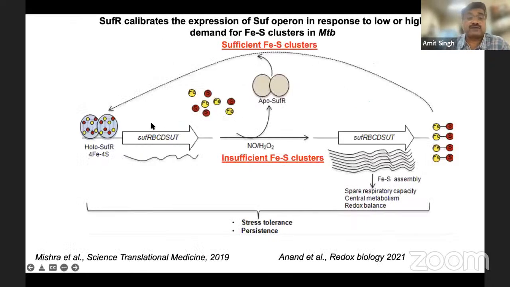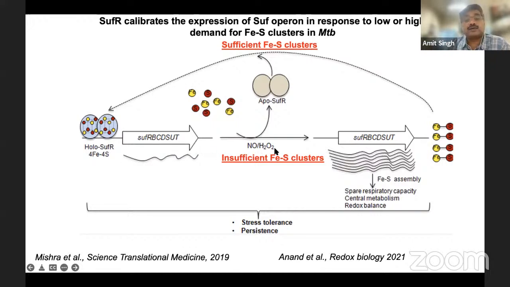Based on this, we were able to propose a model which indicates a negative feedback regulation by SufR. Under normal growing conditions, when there is sufficient iron around and no requirement for iron-sulfur clusters, SufR is present in an iron-sulfur cluster form, where it represses any abnormal induction of the suf operon. So you don't need iron-sulfur cluster to be formed, and the suf operon is repressed here.